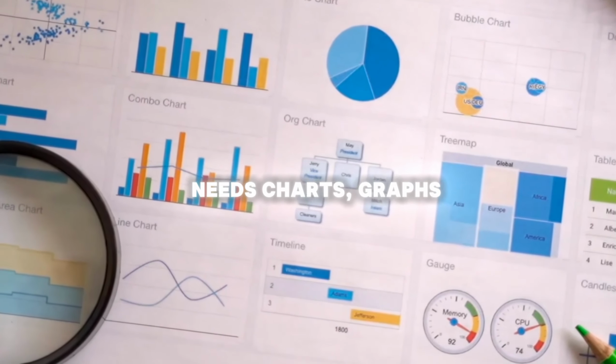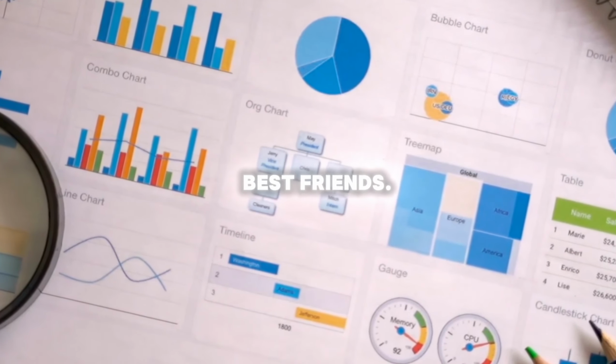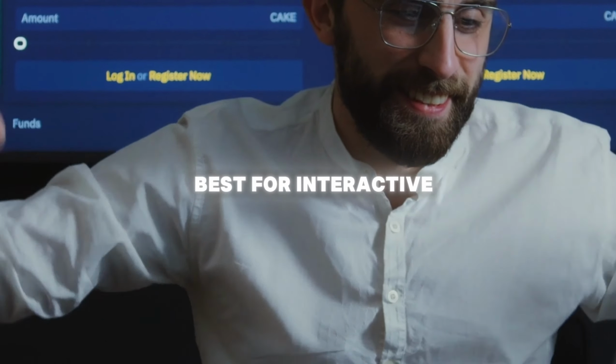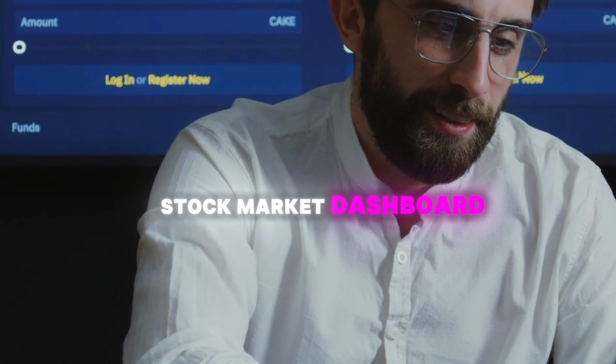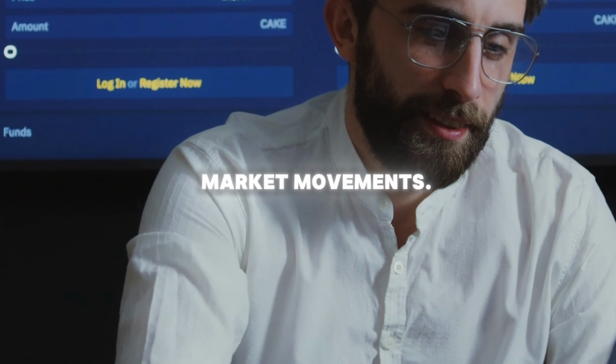If your app needs charts, graphs, or visual insights, these two libraries will be your best friends. Matplotlib is best for static charts, and Plotly is best for interactive dashboards. One can use these two to create a real-time stock market dashboard where users can zoom into price trends and analyze market movements.